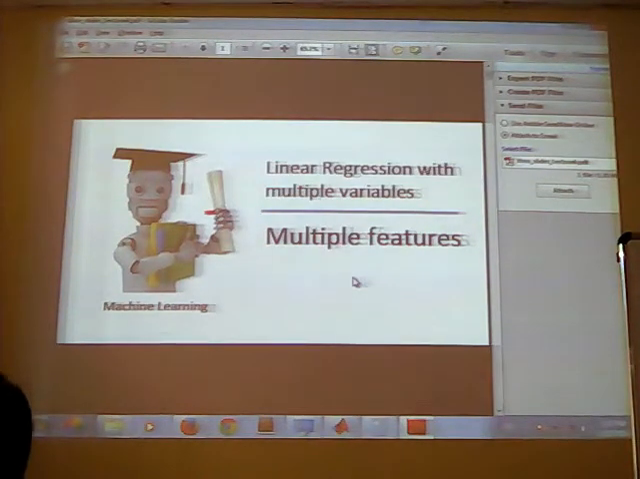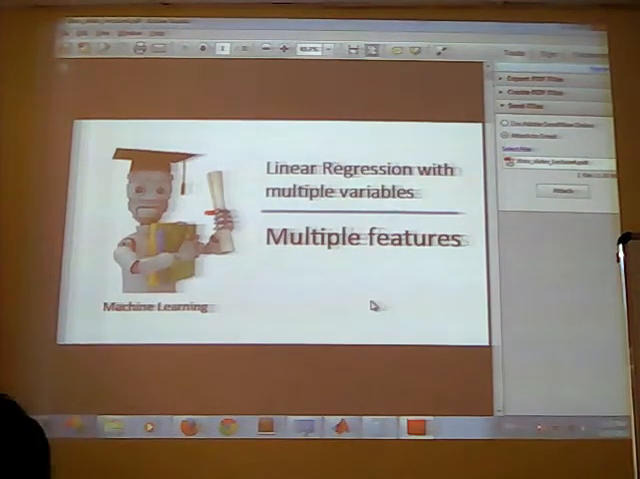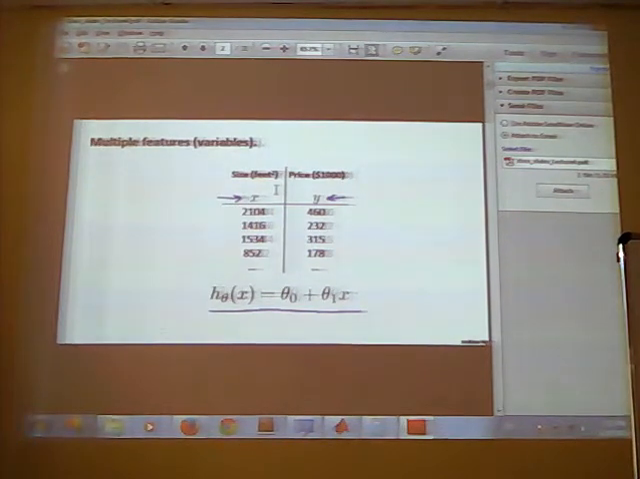Now we are going to learn about linear regression with multiple variables. Till now we were using few variables. Now we will use multiple features or multiple variables. Previously we were given the size of the house and accordingly we needed to predict the price of the house, and we were using this hypothesis theta 0 plus theta 1 x. So the input variable or the feature variable was only one, that is x. So in the hypothesis we were having only one variable, that is x.